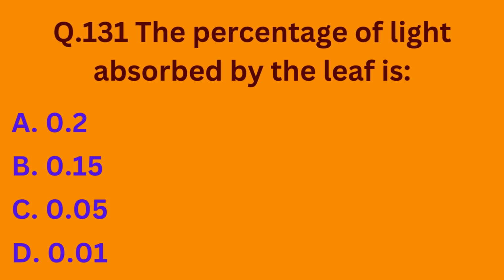Our next question is the percentage of light absorbed by the leaf is option A, 0.2. Option B, 0.15. Option C, 0.05. Option D, 0.01. So basically 0.01% of light is absorbed by leaf. The correct option is option D.